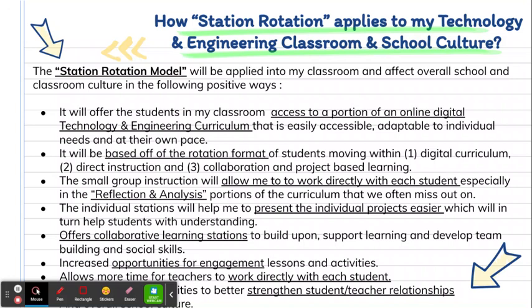Okay. So the students will be able to access a portion of the online digital and engineering curriculum at each of the solo online state workstations. It'll be based off the rotation format, which is what I talked about earlier. It would allow me to directly work with students. Yes, I would be able to help them out with the reflection analysis portion of the curriculum, which I talked about earlier in my SMART goal.